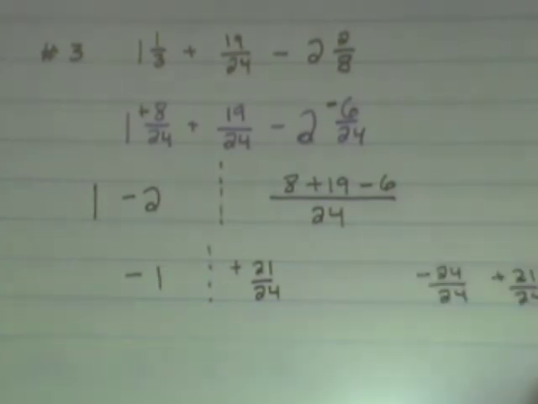And then of course we can reduce that. Negative 3 over 24 reduces to negative 1/8.